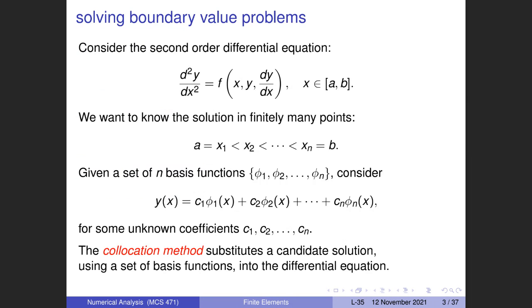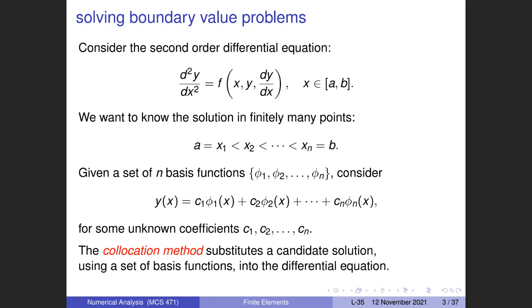So here is the idea. First problem. So we have a two-point boundary value problem given by a second-order differential equation defined by a right-hand side function in the independent variable x, the dependent variable y, and its first derivative. In the numerical solution, we are approximating the solution y in finitely many points, so we always have a grid.